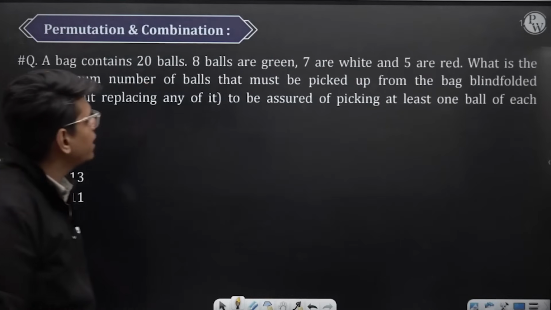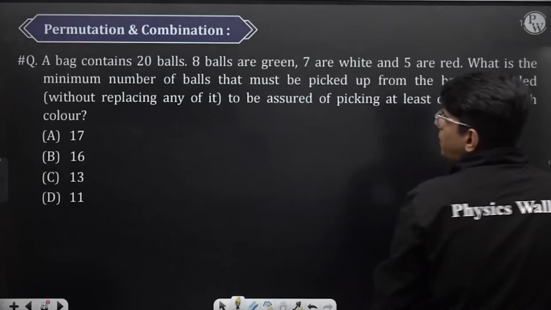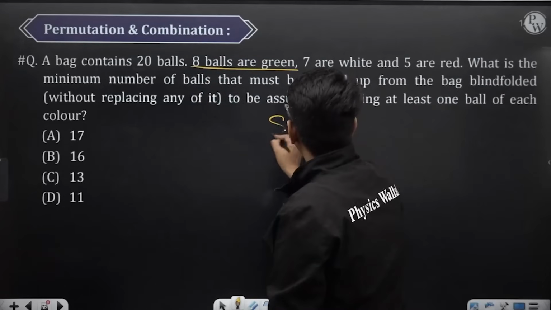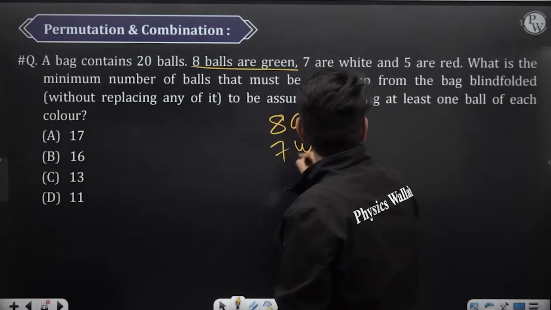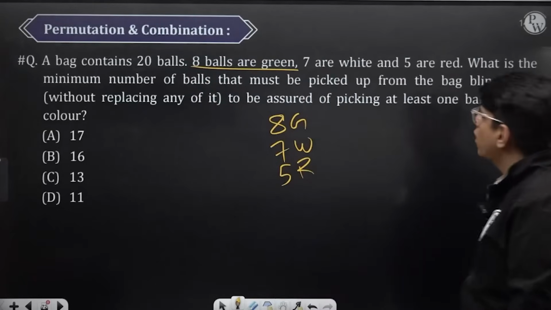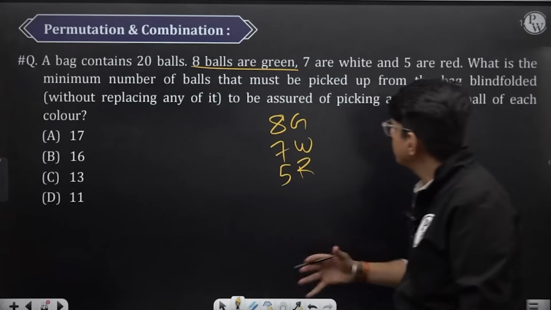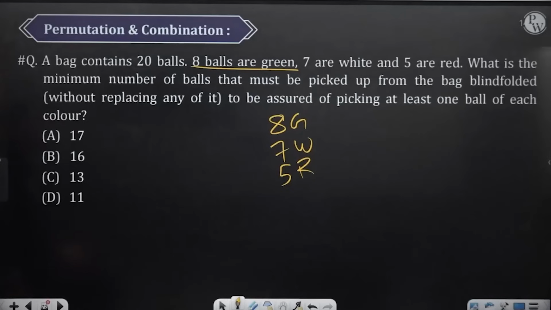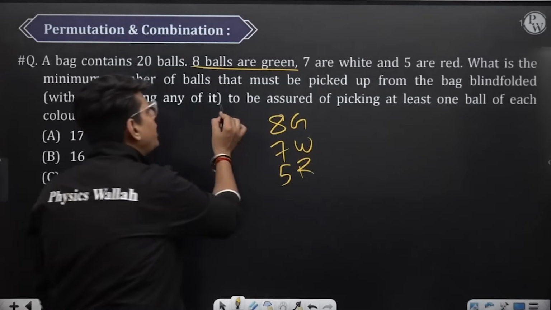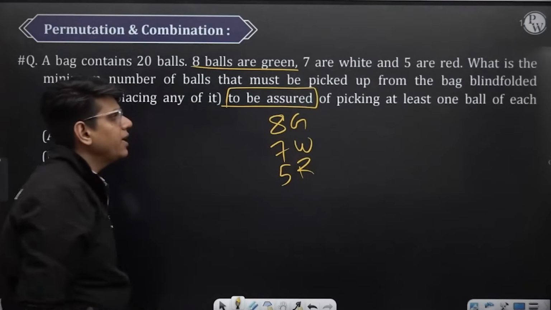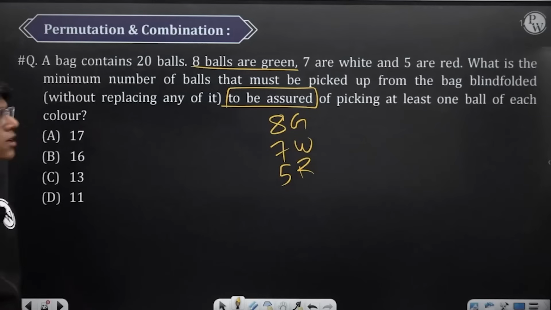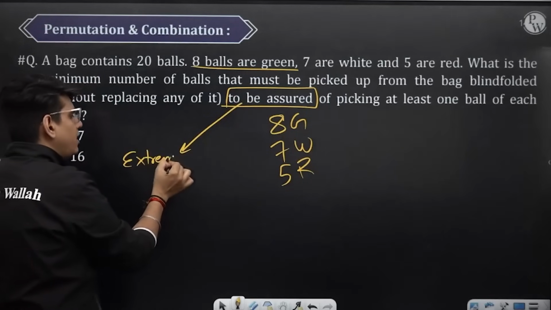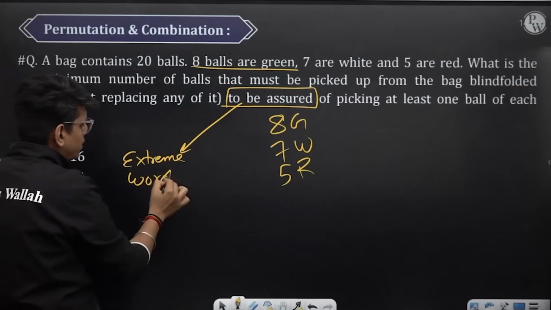Another type of question that can come is this. A bag contains 20 balls, 8 green, 7 white and 5 red. What is the minimum number of balls that must be picked up from the bag blindfolded, without repeating, to be assured of picking at least one ball from each color? So to be assured, we have to see the extreme worst case.